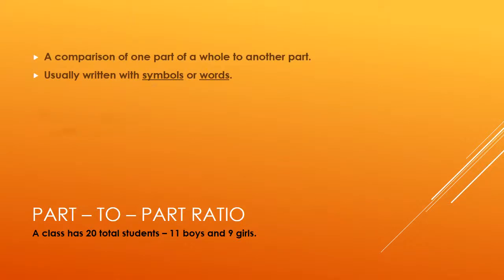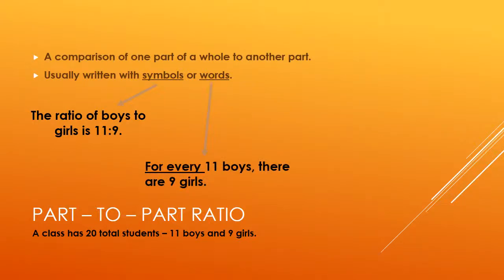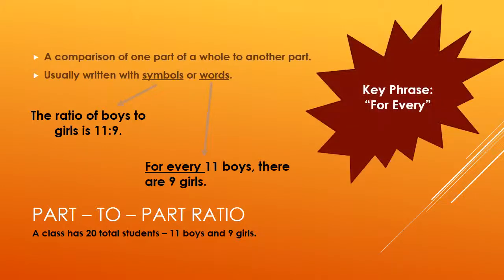If I use symbols, I would use 11:9, and I would precede it with, the ratio of boys to girls is 11:9. If I wanted to put it into words and explain it a little bit more, I would say something like, for every 11 boys, there are 9 girls. When we talk about part-to-part ratios, the key phrase is "for every." So I could also say, for every 9 girls, there are 11 boys.